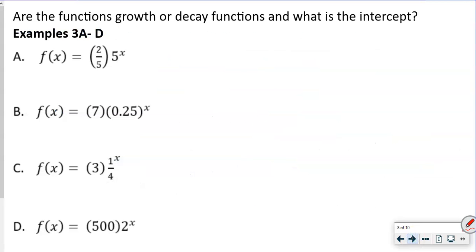So now what I would like to do is go over just these. So we're going to actually dial in on a couple aspects of growth and decay functions. So first of all, we want to determine if it's growth or decay at this number, the number that's being taken to the power. Because that's a 5, which is greater than 1, that means this is growth. And then to find our y-intercept, it's going to be the value that is in front of that, our a. So this is going to be 0, 2/5.